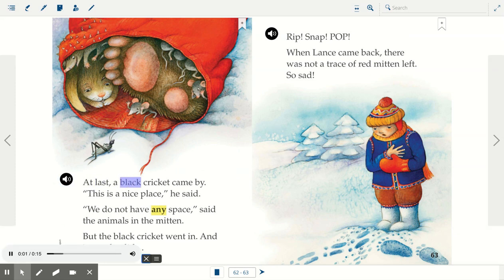At last, a black cricket came by. "This is a nice place," he said. "We do not have any space," said the animals in the mitten. But the black cricket went in, and just as he did, rip, snap, pop. When Lance came back, there was not a trace of red mitten left. So sad.